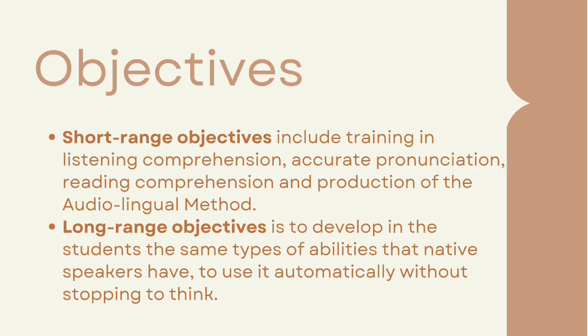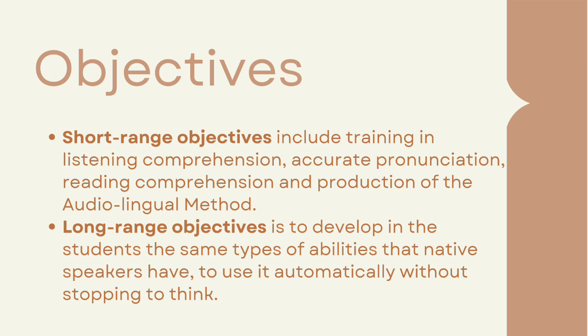There are also objectives of the audiolingual method. So, the general objective of the audiolingual method is to enable students to use the target language communicatively. First are the short-range objectives, which include training in listening comprehension, accurate pronunciation, reading comprehension, and production. So these are the development of mastery in all four language skills, beginning with listening and speaking, and using this as a basis for the teaching of reading and writing.